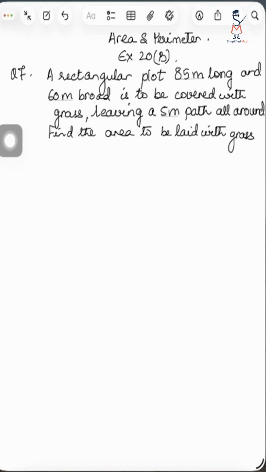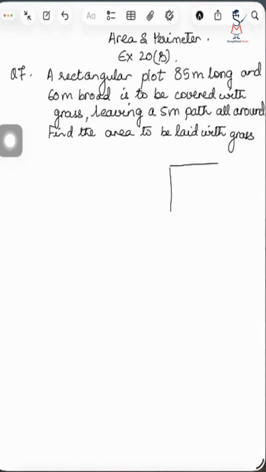Hi, we are doing area and perimeter exercise 20B. Question number 7. A rectangular plot 85-meter long and 60-meter broad is to be covered with grass, leaving a 5-meter path all around. Now let's understand this.